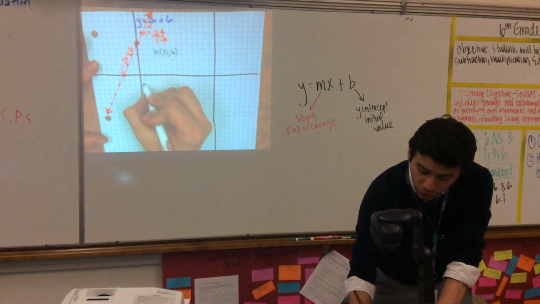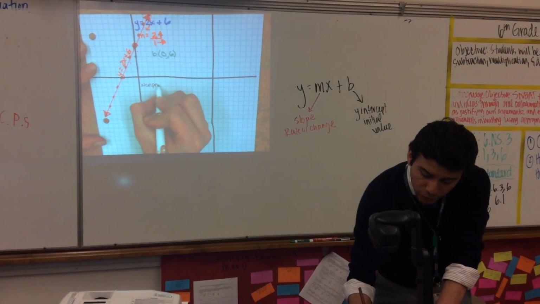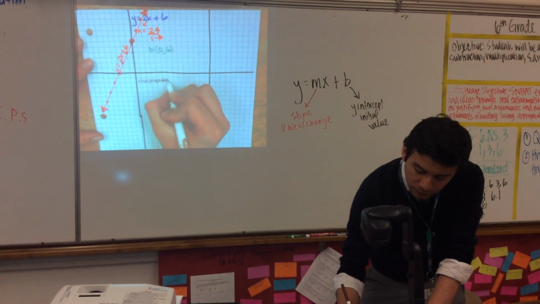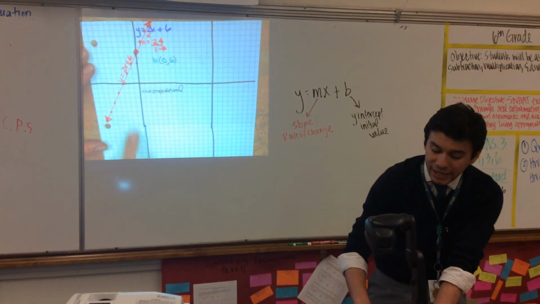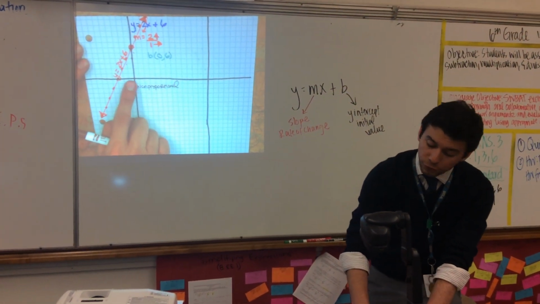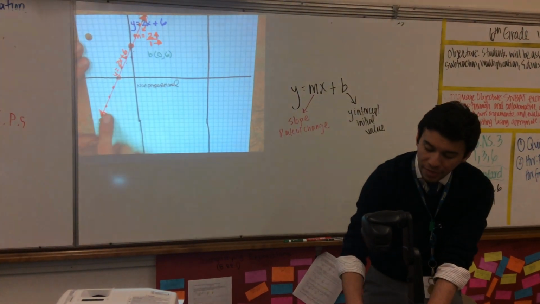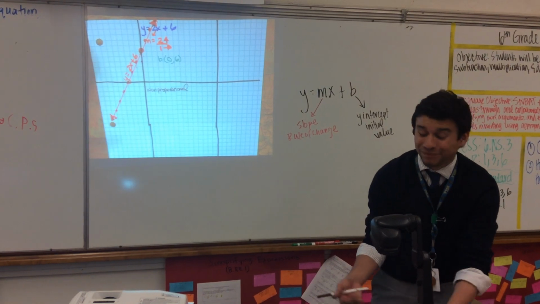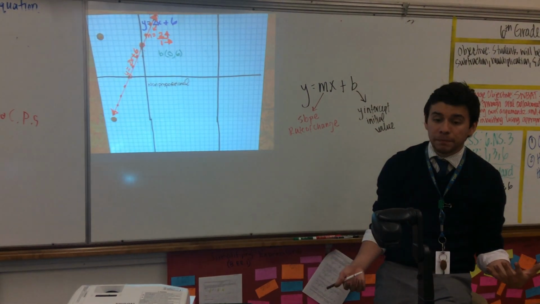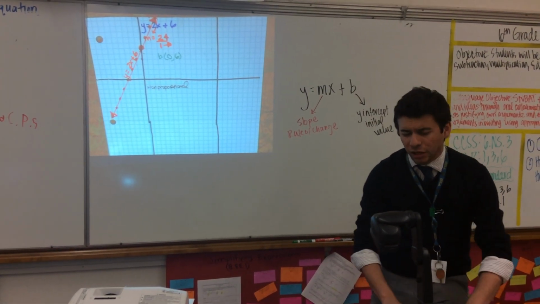Good. It's not proportional. The reason why it's non-proportional, let me write that down, non-proportional. It's non-proportional because look, this line does not intersect the origin. If it would have gone through the origin like this, that would be proportional. But since it's not in the origin, this is called non-proportional. And you're done. That's it. Simple.